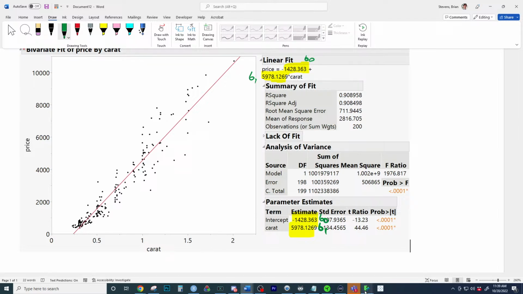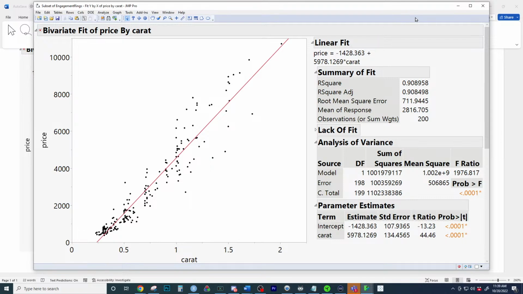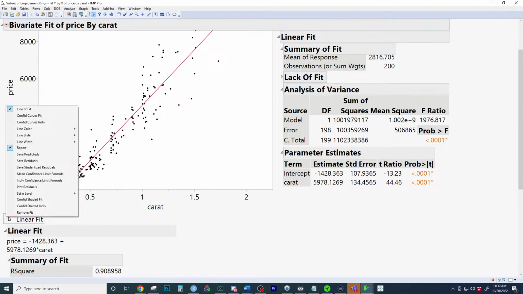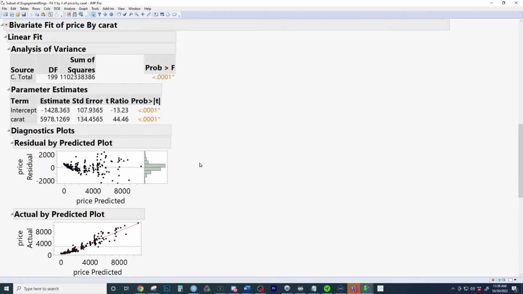Great picture, but we do need one more screenshot. The final screenshot we're going to need right here from the JMP output, we have to click under the linear fit. And under the linear fit, we have to click plot residuals. So we only want the first residual plot, so I'm going to make it look a little pretty.